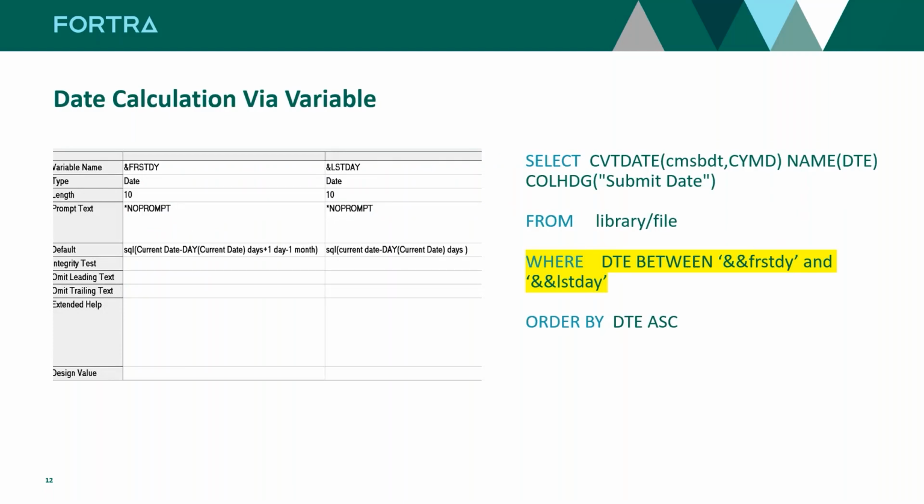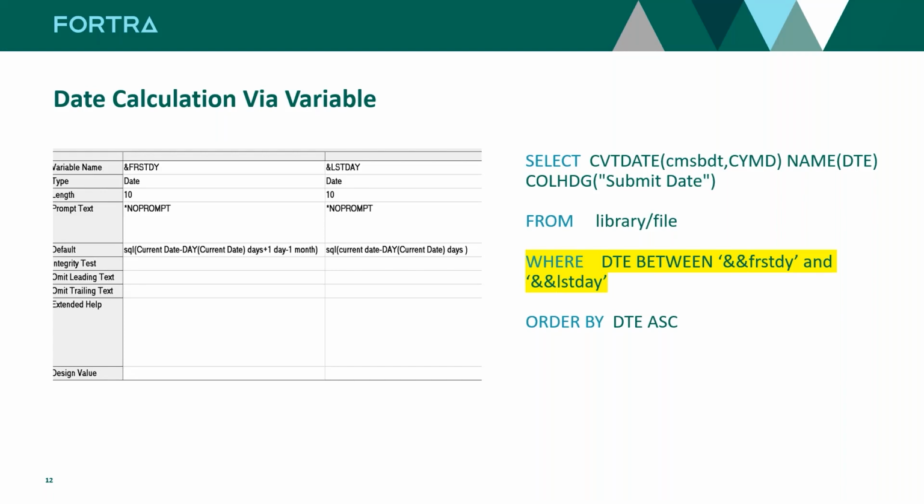In my second example, I will discuss the date calculation via a variable. On the right, I have highlighted my where clause, which contains our variables for the first and last day of the previous month. On the left, I have the variables tab. I specified a date type. And for automation purposes, I specified star no prompt, which will prevent our end users from being prompted to enter a date or a numeric value at runtime. And we have the default calculation, which is the same calculation we used in the previous example.